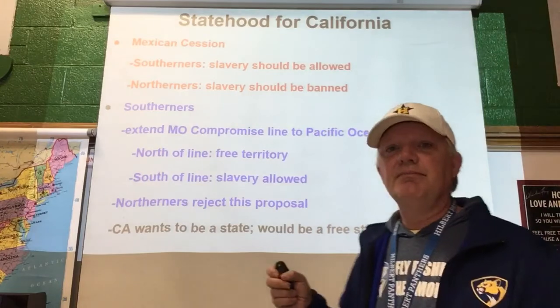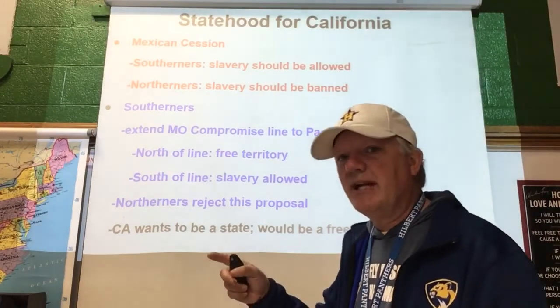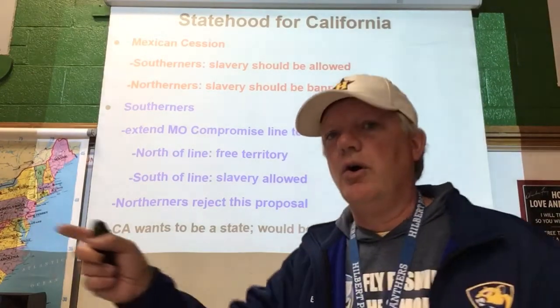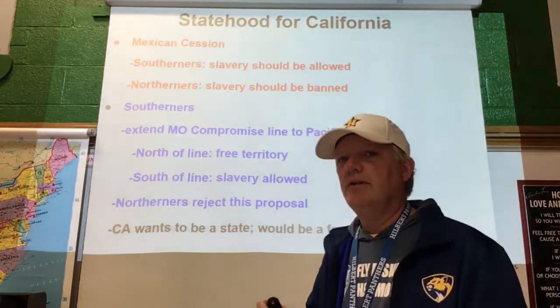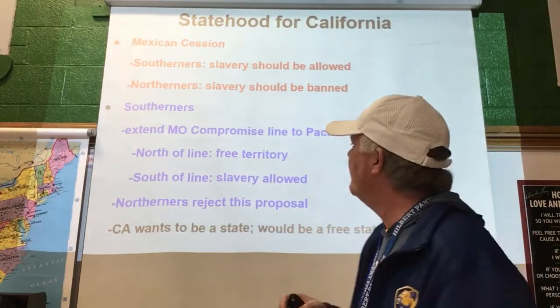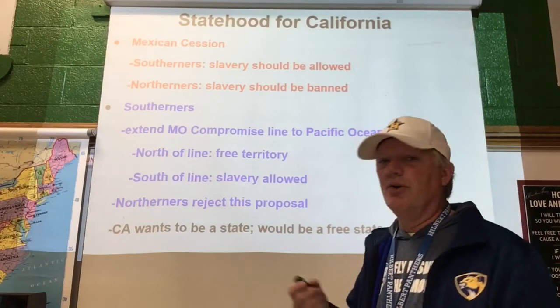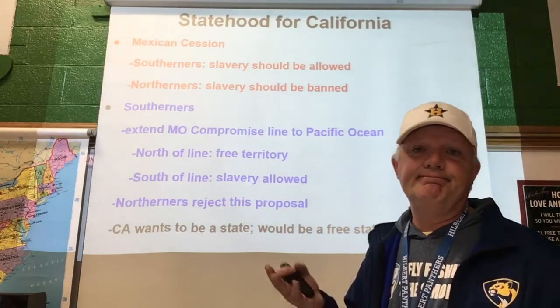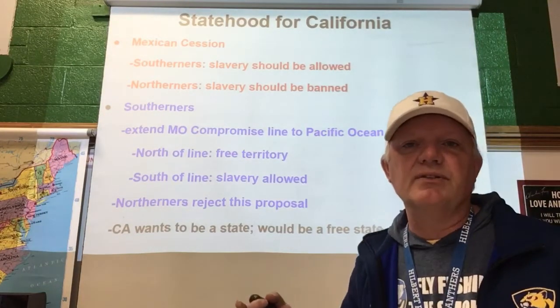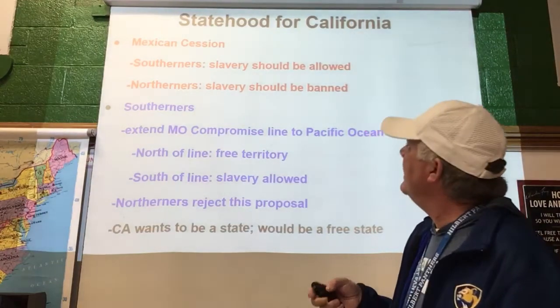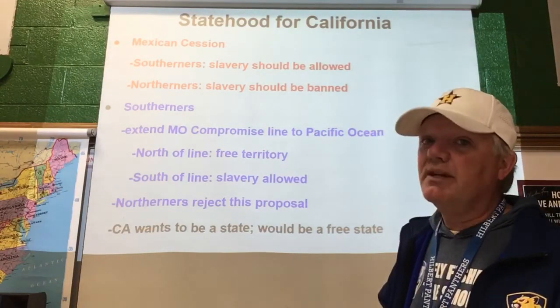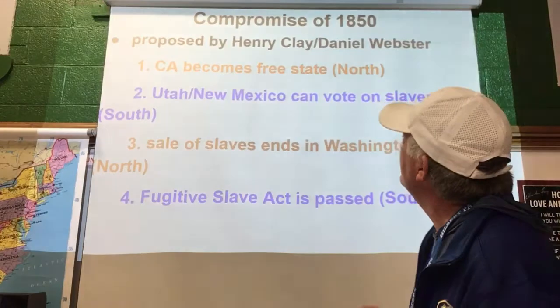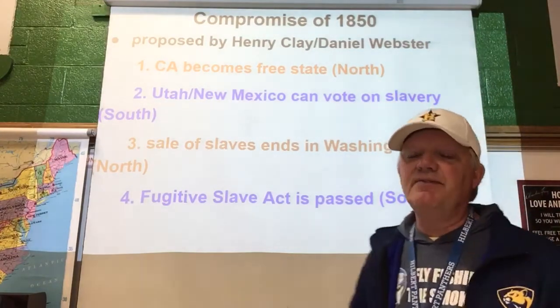The Southerners, they say, hey, take that Missouri Compromise line now and extend it all the way to the Pacific Ocean. Anything north, free. Anything south, slave. But the Northerners reject that. Right? They want to get rid of slavery. So California will become that free state, though, which is going to lead to the Compromise of 1850.